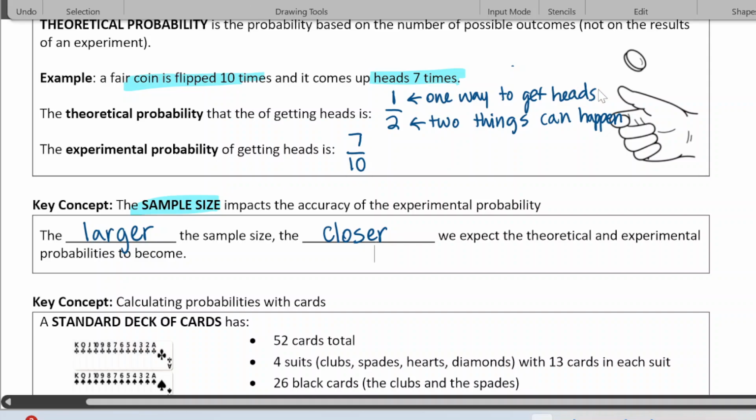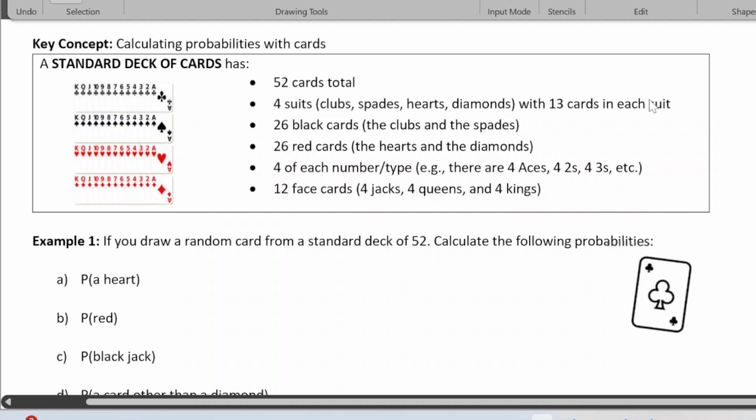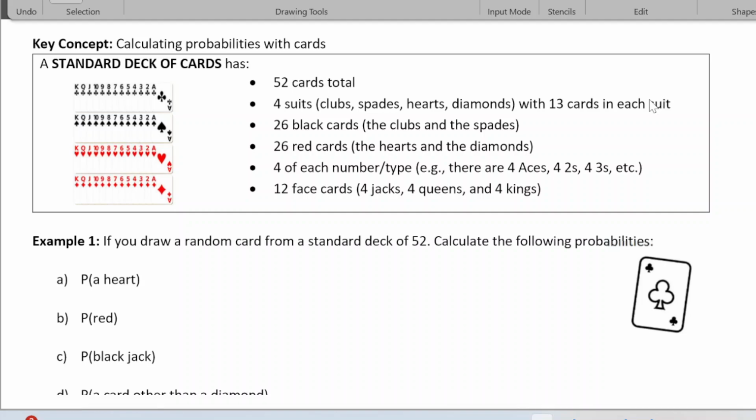Okay, let's practice calculating some theoretical probabilities. We're going to use a standard deck of cards here. If you're not familiar, if you're not used to playing cards, I put some information about cards. So cards come in 4 suits, and there's 13 in each suit. So we have clubs that look like this, spades, hearts, and diamonds. Okay, so there's 52 cards in total, and then I have some of the information there.